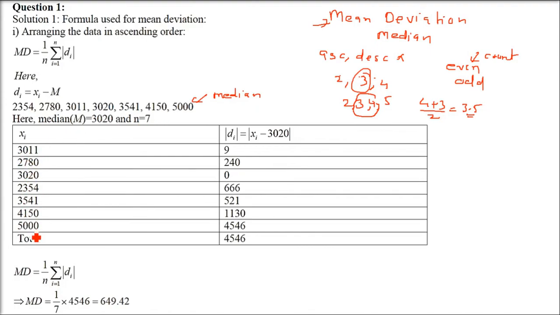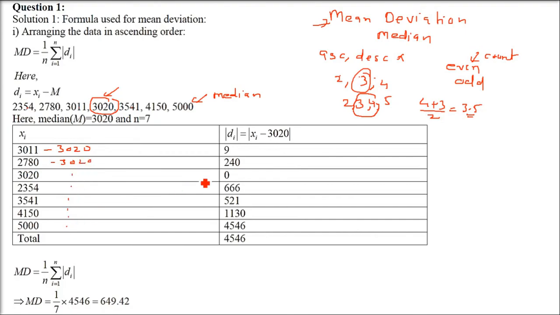So we have already found the median. How? Let us see. These numbers which are given in the question, we are just writing here. How many numbers are there? If you count, there are 7 numbers. If you see the middle one, before this number there are 3 numbers, after this number 3 numbers. So this 3020 is your median.